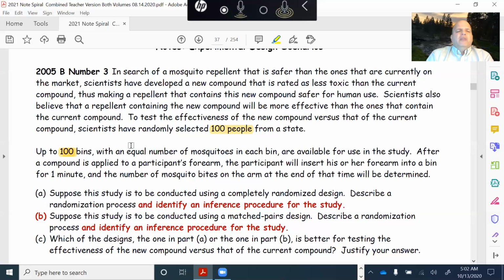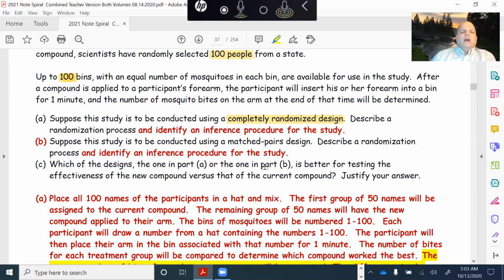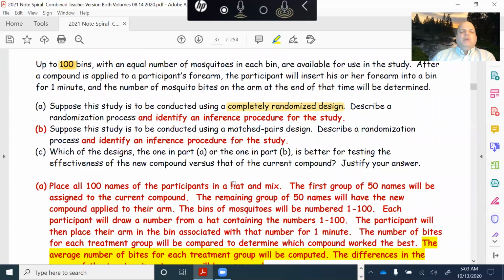Suppose this study is to be conducted using a completely randomized design. So I see randomized design, makes me think place everything in a hat. Describe a randomization process. All right, place all 100 names of the participants in a hat and mix. The first group of 50 names will be assigned to the current compound. The remaining will have the new compound. The order didn't matter, just make sure you do that.